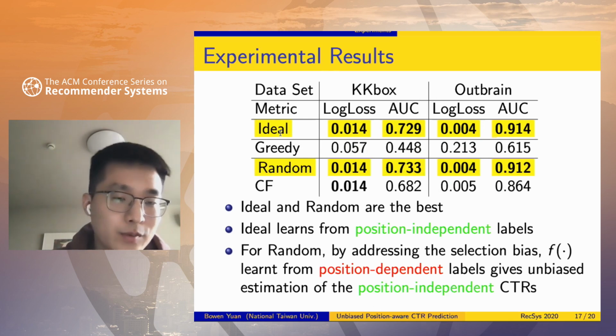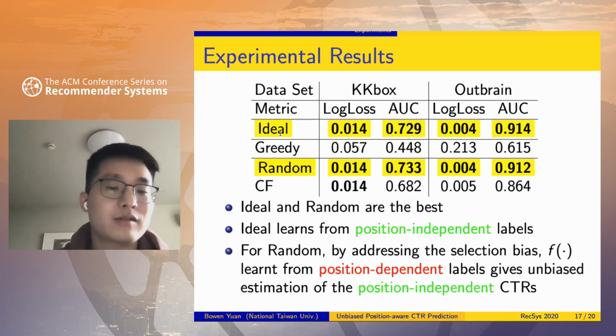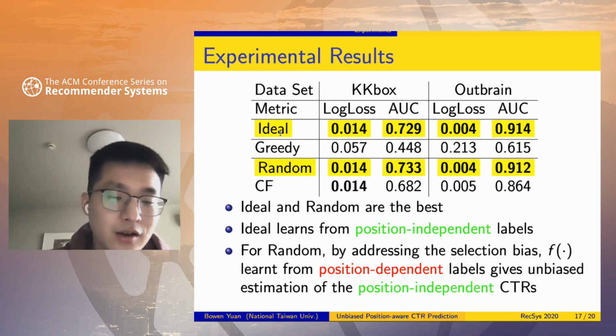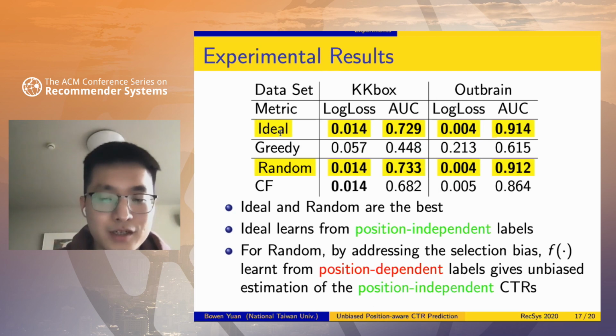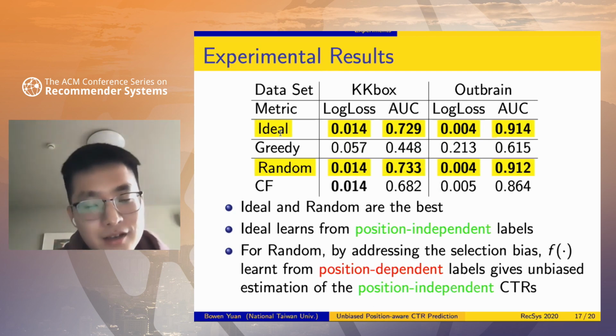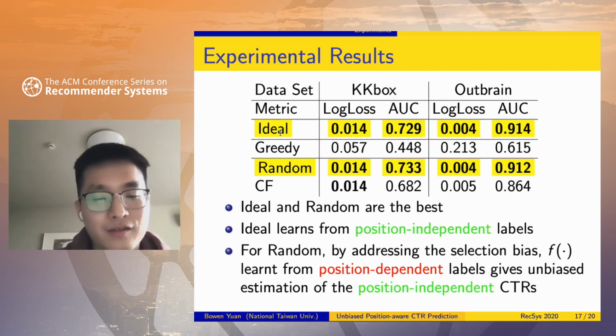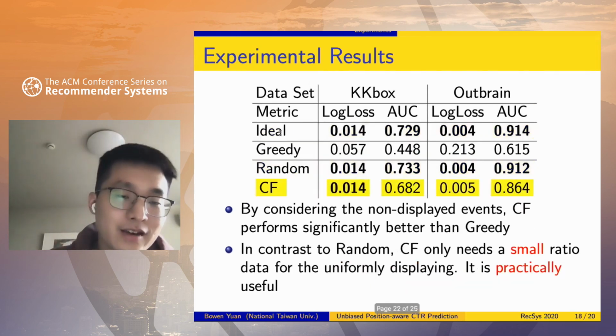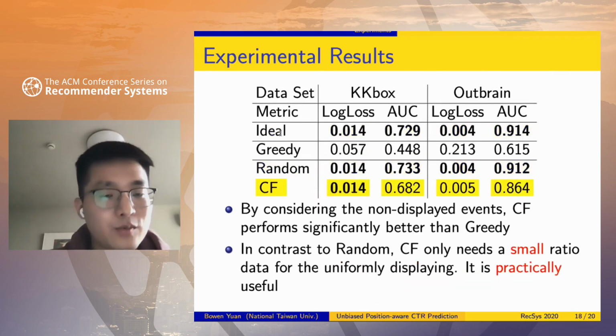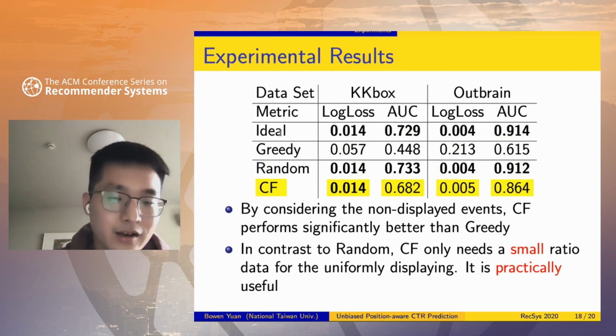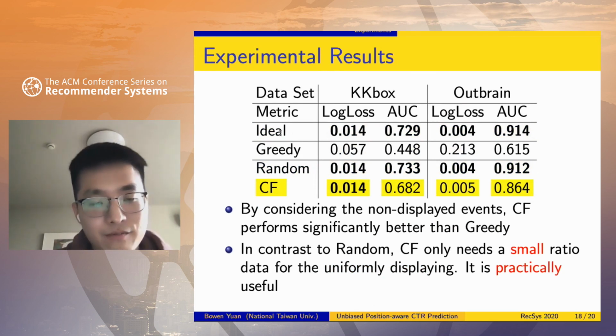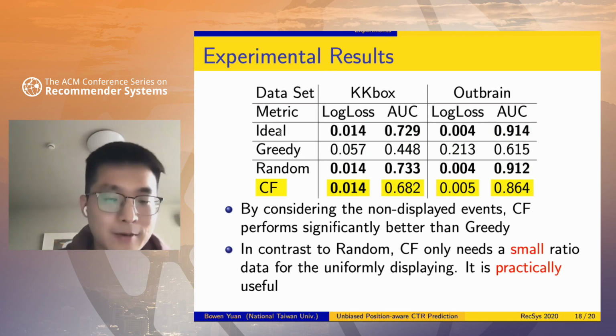And the good performance of ideal is reasonable because it directly learns from the precision-independent labels. However, for random, it's learned from the precision-dependent labels, but we can see that by addressing the selection bias, the non-precisional model F learned from the precision-dependent label can still give unbiased estimation of the precision-independent CTRs. And next, we see CF, by considering the non-display event, performs significantly better than Greedy.